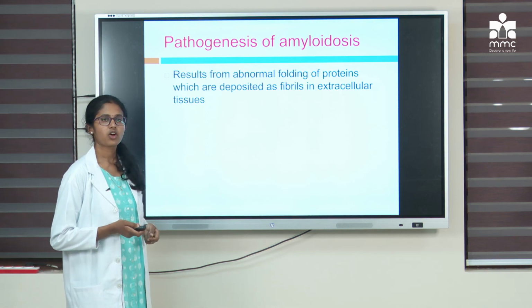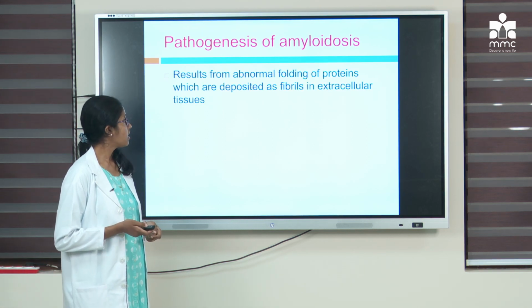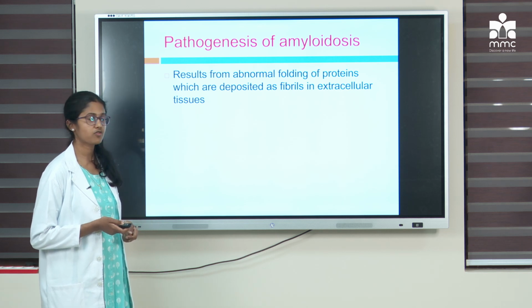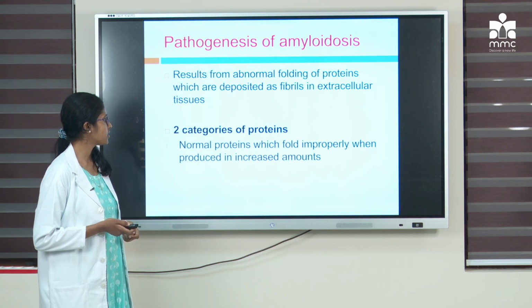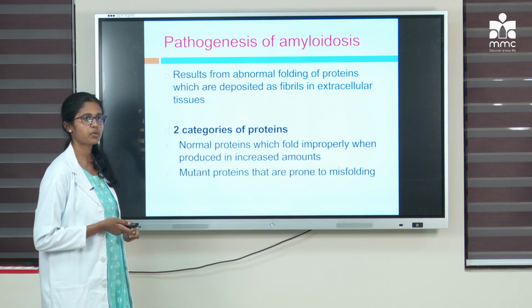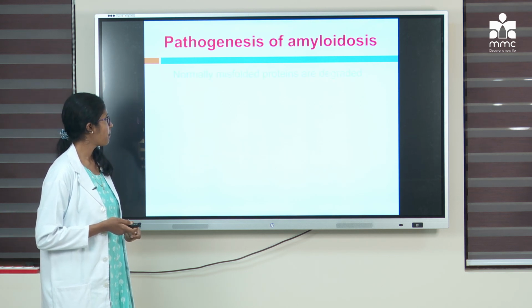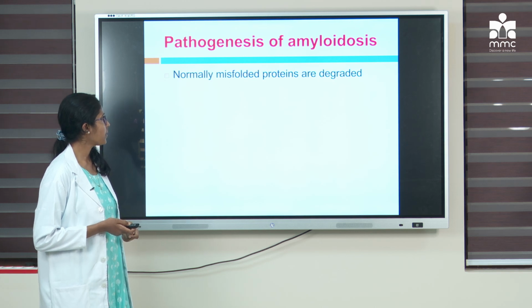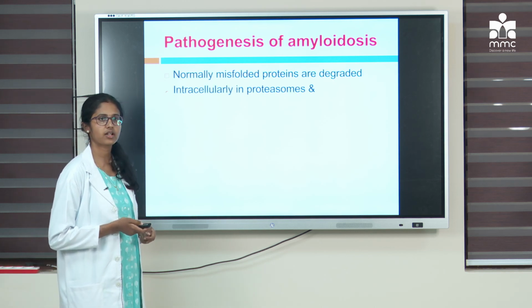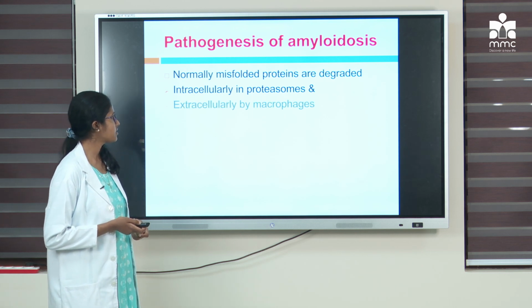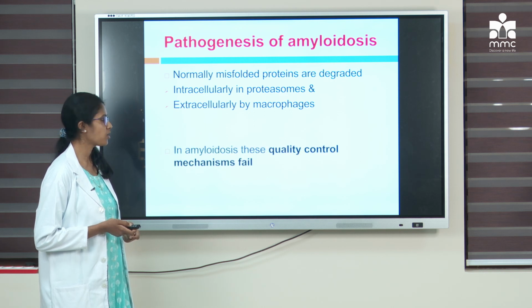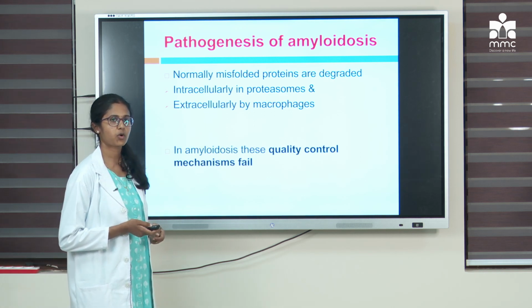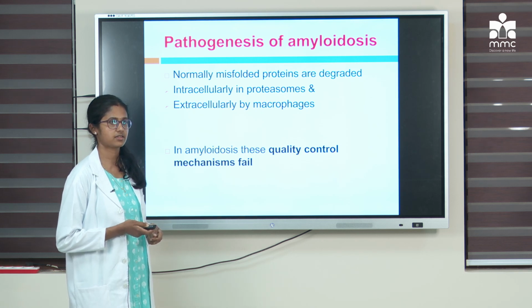Pathogenesis of amyloid. Normally the proteins that are abnormally folded should be removed from the body. Two groups of proteins are prone to this: normal proteins which fold improperly when produced in increased amounts, and mutant proteins that are prone to misfolding. The misfolded proteins are normally degraded intracellularly in proteasomes and extracellularly by macrophages. In amyloidosis, these quality control mechanisms fail and such proteins are deposited in the extracellular space.